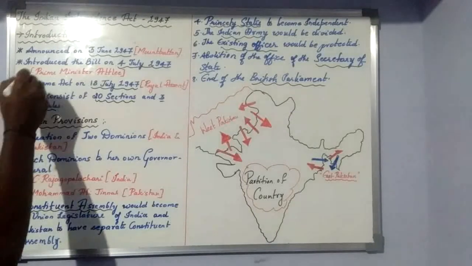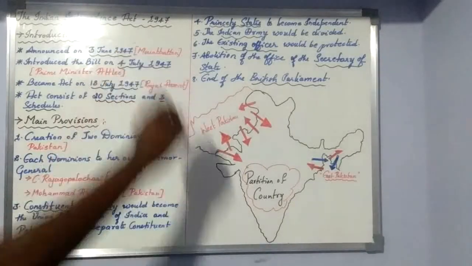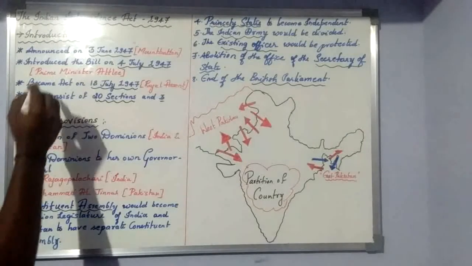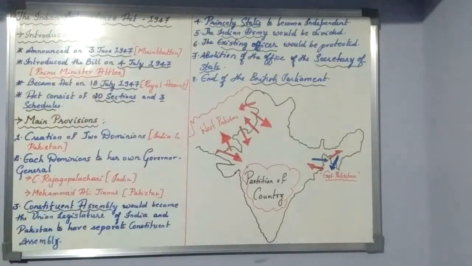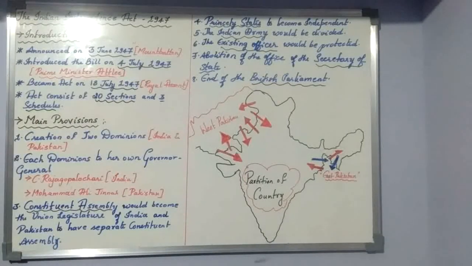Then the bill was introduced. The Indian Independence Act came in the form of a bill for discussion on 4th July 1947. The bill was introduced by the British Prime Minister, Attlee. He is the person who drafted the bill and introduced it to the House of Commons in the British Parliament for discussion.